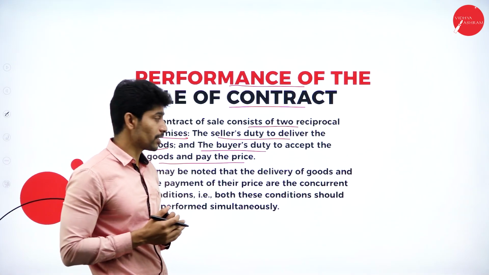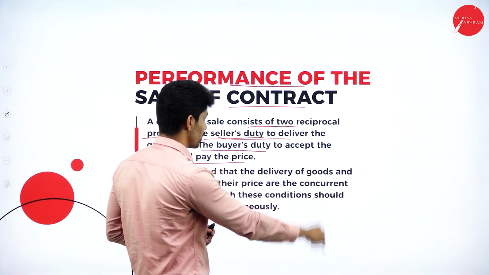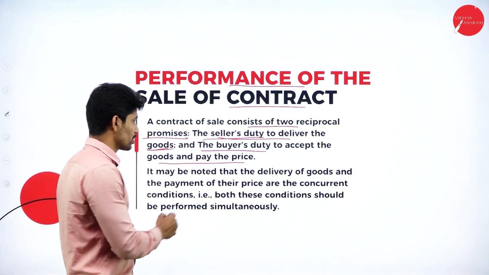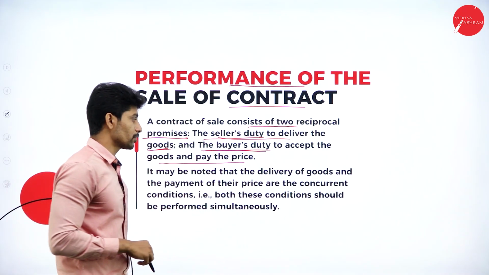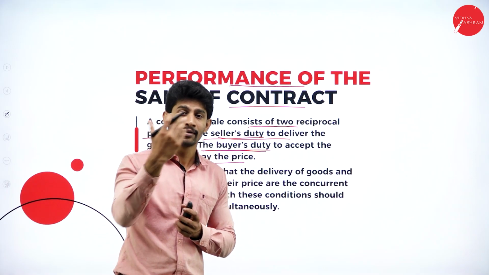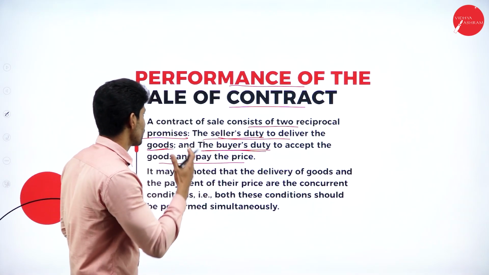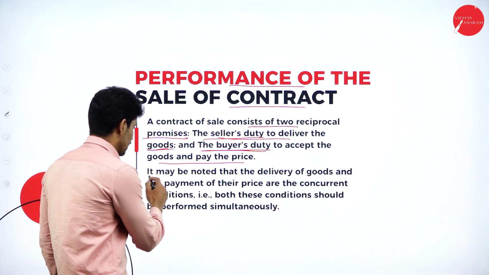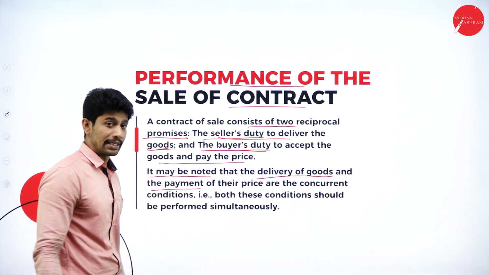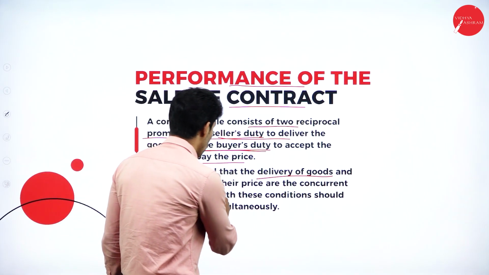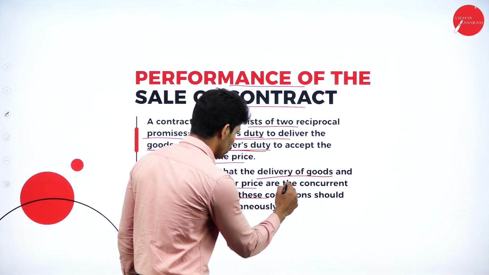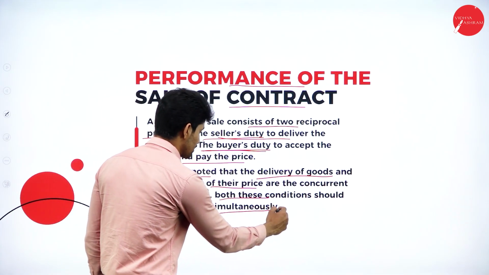Which are those two duties? The seller's duty is to deliver the goods, and the buyer's duty is to accept the goods and pay the price. If the seller is delivering the goods and the buyer is accepting the goods and paying the price, then we can call it a contract of sale. It may be noted that the delivery of the goods and the payment of their price are concurrent conditions. Both these conditions should be performed simultaneously.